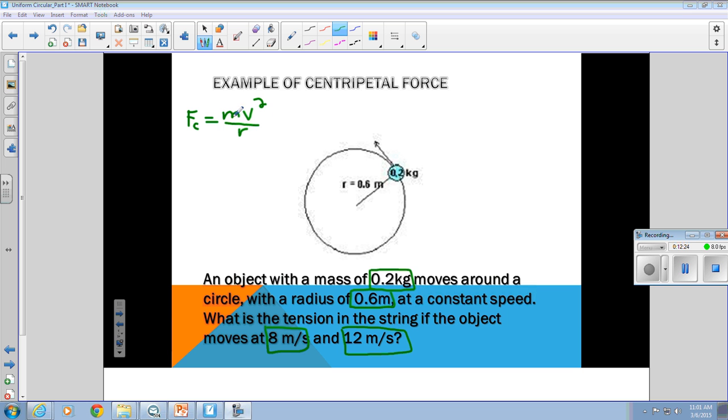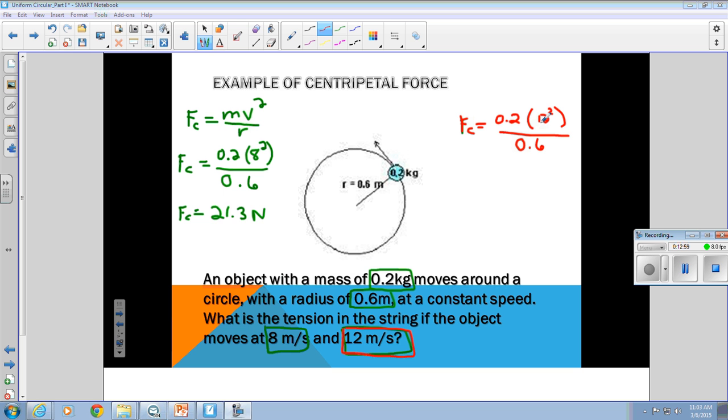So first, if it's moving at 8 meters per second, we have our force. Centripetal force is equal to mass times velocity squared over the radius. Well, we have all these things. We have the mass, we have the radius, and we have our velocity of 8 meters per second. And if we plug our numbers in, that's 0.2 times 8 squared over 0.6. Our centripetal force is 21.3 newtons. If instead we spun this around at 12 meters per second, how would it change? We just substitute 12 in now for our velocity, and we get a centripetal force equal to 48 newtons.